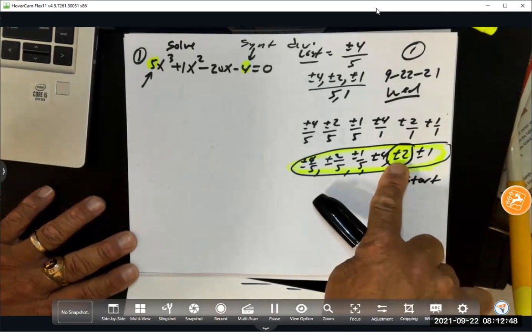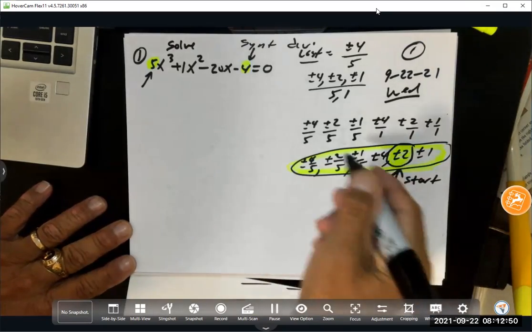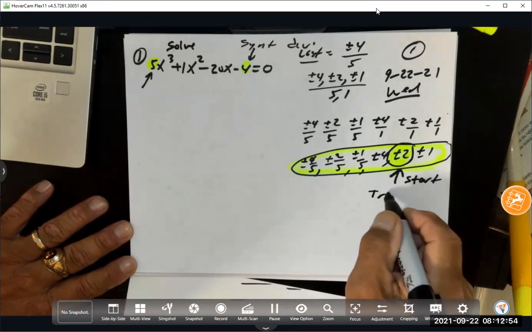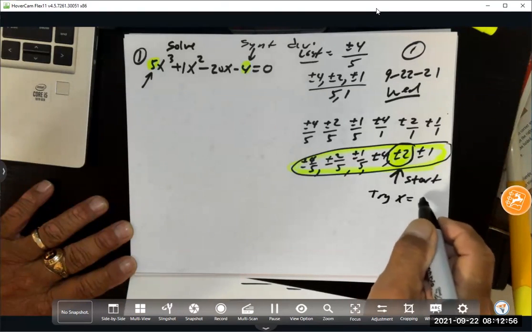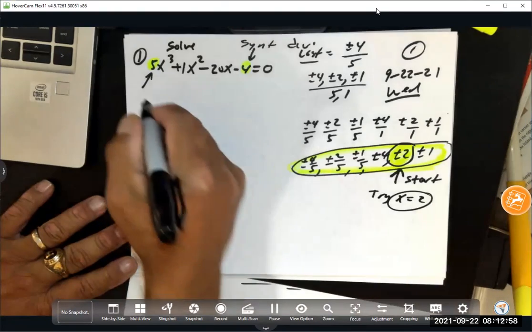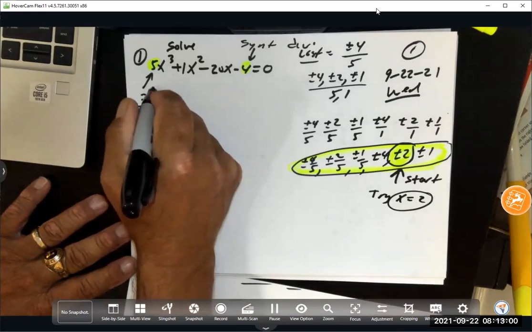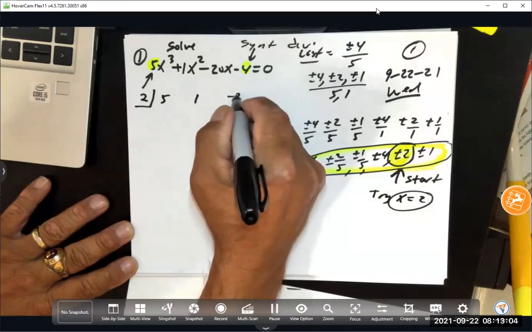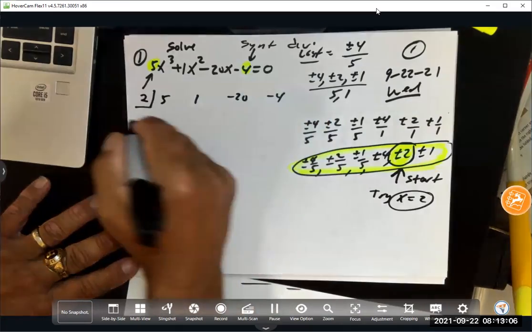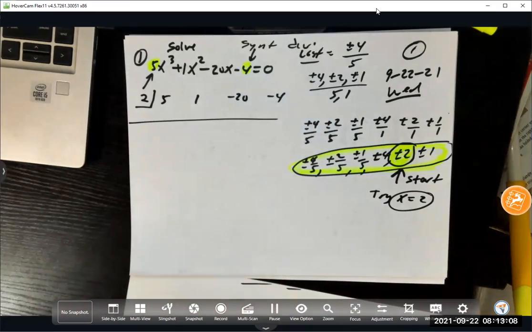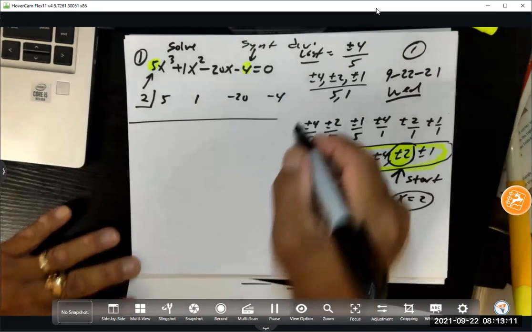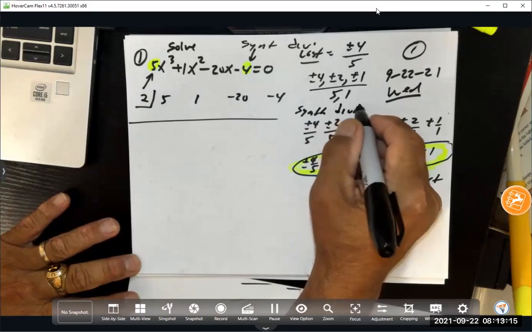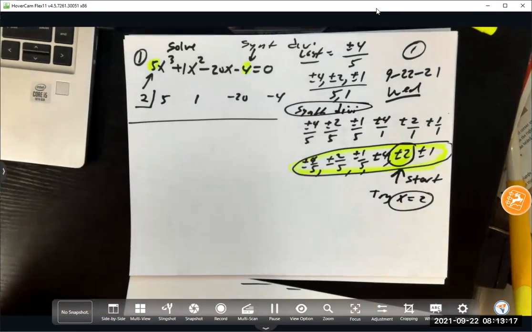If it doesn't work, I'll try the negative 2. So I'm going to try x equals 2. Put 2 in here. I'm going to get 5 and 1 and negative 20 and negative 4. Everybody okay with the setup on the synthetic division? 5, the 1, negative 20 and negative 4. All right, everybody okay right there?